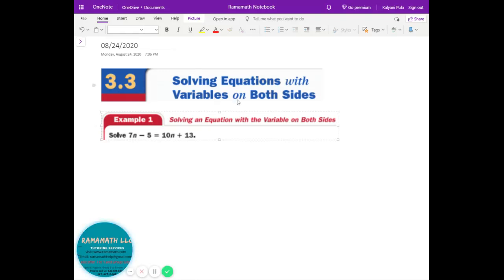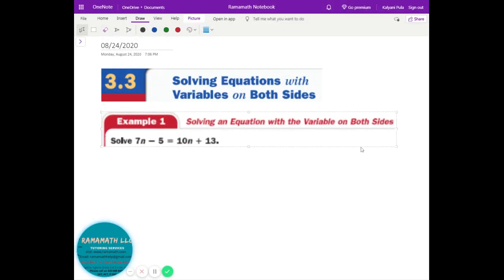Now let's look into solving equations with the variables on both sides. When you solve these equations, you see variables on both sides of the equation. The technique is to always look for the smaller variable. Whatever the smaller variable is, that's what you need to look at.